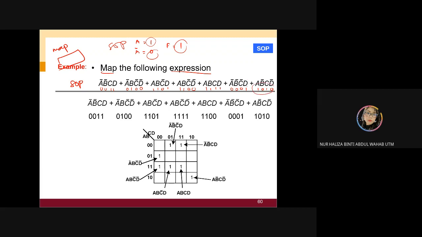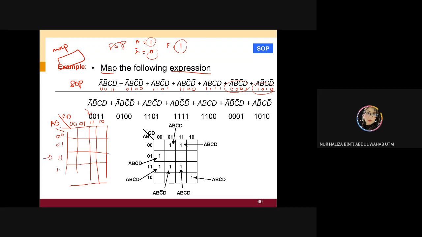Then after you have all these values, you're going to draw your K-maps. You have 4 inputs, A, B, C, D. Labeled 0, 0, 0, 1, then 1, 1, 1, 0. I share this because it is important, so please take note and remember.